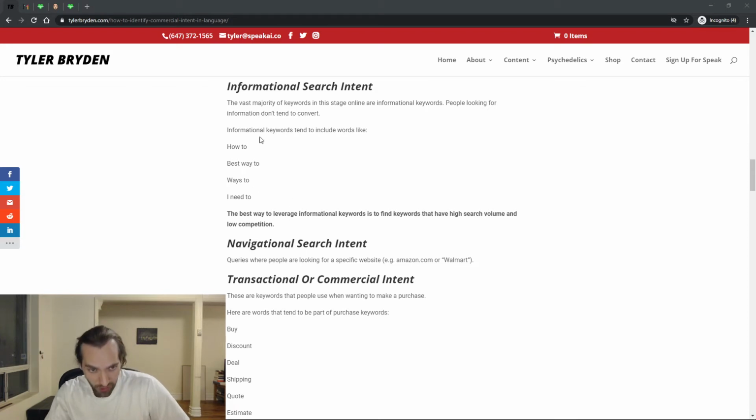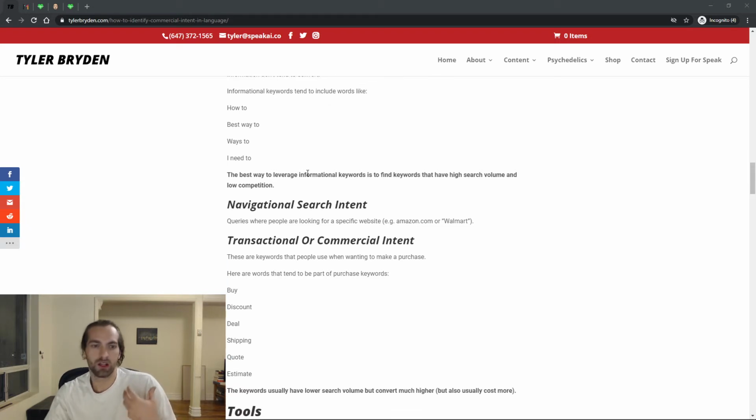You can start to see some informational keywords, which tend to include words like how to, best ways, ways to, I need to. Very informational, looking for information. Generally what we see in Google Keyword Planner is that a lot more people are searching for these, but the cost is lower, and so is the competition. That's because a lot of the focus is put on searches and terms further down the AIDA funnel, more towards the actual action part.